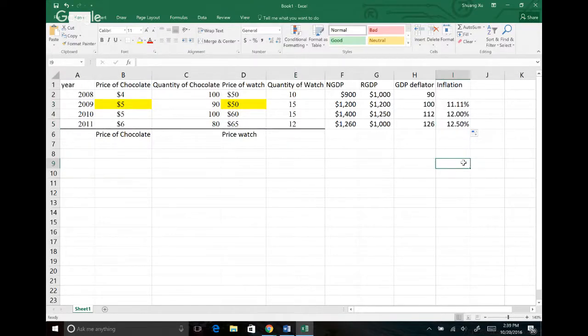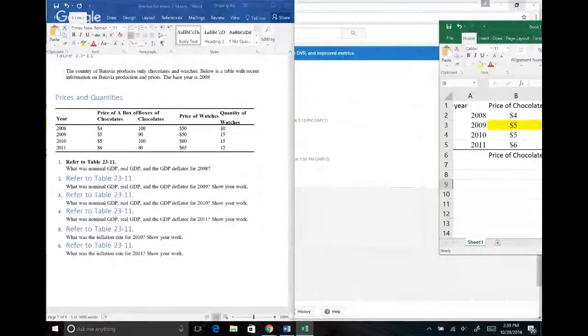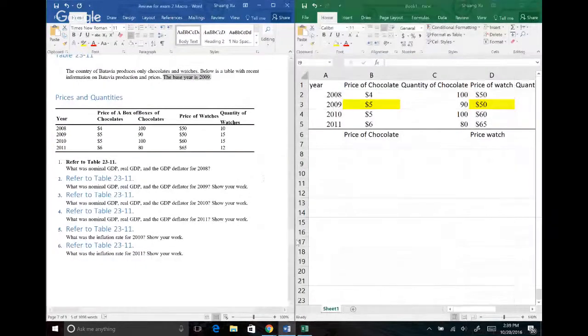Everybody got it? So this is how you do this problem. You know what, guys? Once we finish, I will post this Excel spreadsheet also on Canvas. So if you guys need to see how I do the formulas, you can look at the sheet and see how the formulas look. Okay. Now let's do the next question. Let's do the next one, the last one.